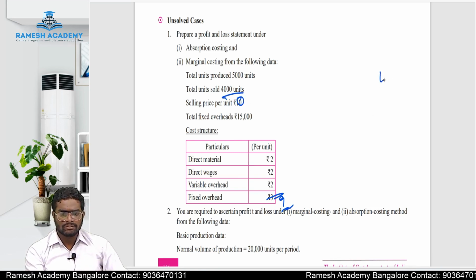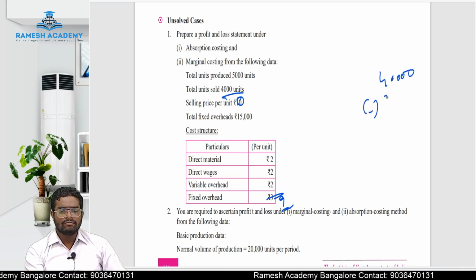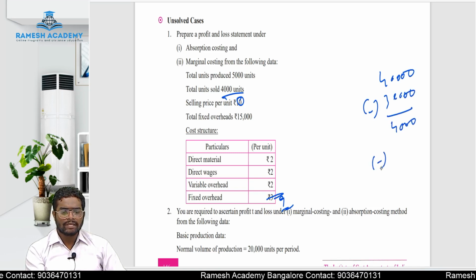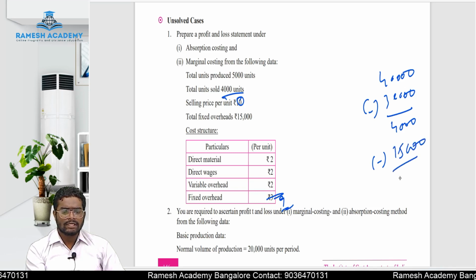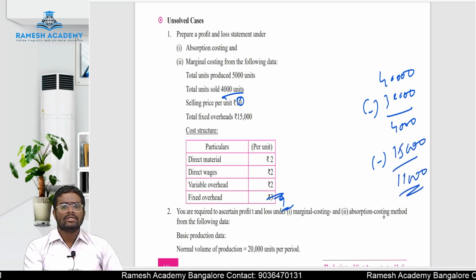So it will be 40,000 sales minus, so 9 into 4000 is 36,000. So 4000. Then subtract the fixed cost, so 15,000. Here it will be 11,000. That's all. So 11,000 is the loss under absorption.